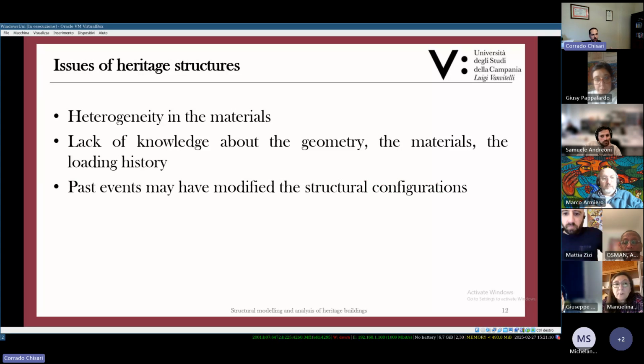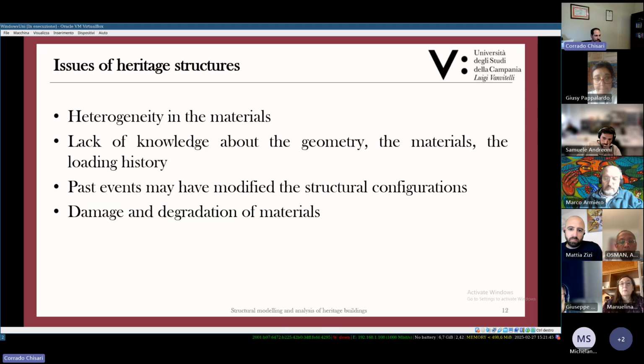Also, past events may have modified the structural configuration. As I said, there could be enlargement of the building, changing. Think of the Ragusa church. Giuseppe has taught us that the dome was originally conceived in a way, but then because of the time that occurred between the design and the actual construction, the configuration of the dome changed completely.